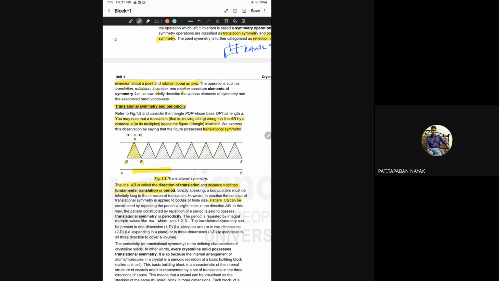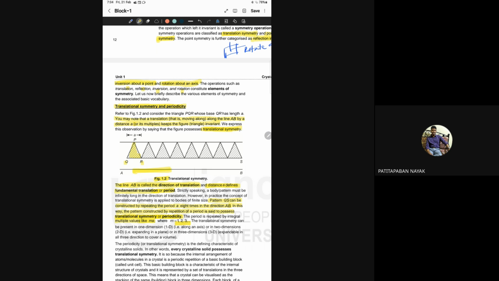Pattern QS can be constructed by repeating the period 8 times in the direction AB. In this way, the pattern constructed by the repetition of the period is said to possess translation symmetry or periodicity. The period is repeated by integral multiples like MA, where M is a whole number: 1, 2, 3. Fractions are not possible.